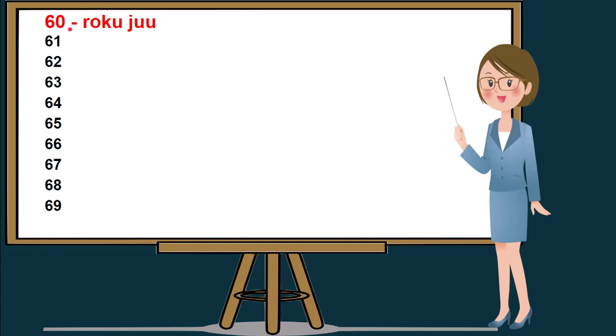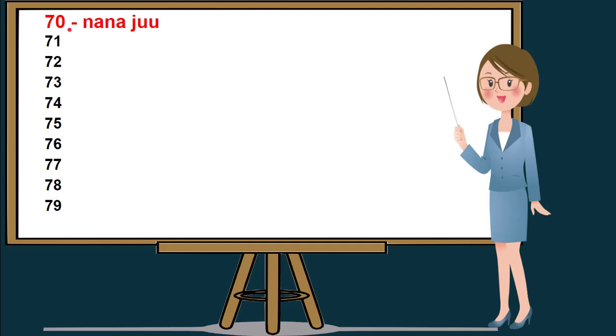Now, let's start to count 60 to 69. Please repeat after me as I point the number. Lokju, lokju ichi, lokju ni, lokju san, lokju yong, lokju go, lokju lok, lokju nana, lokju hachi, lokju kyu. Very good.